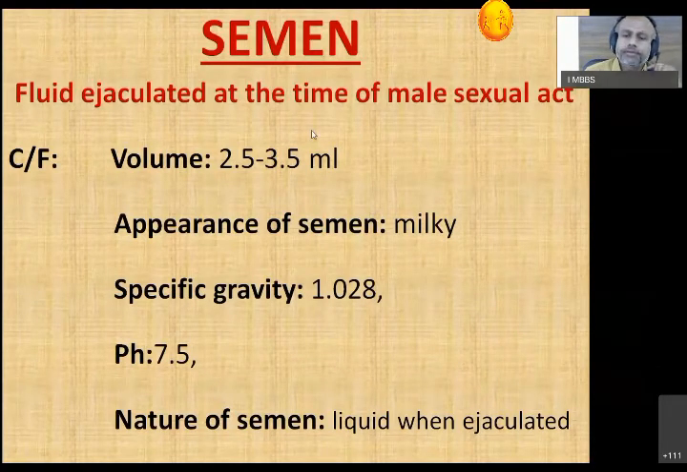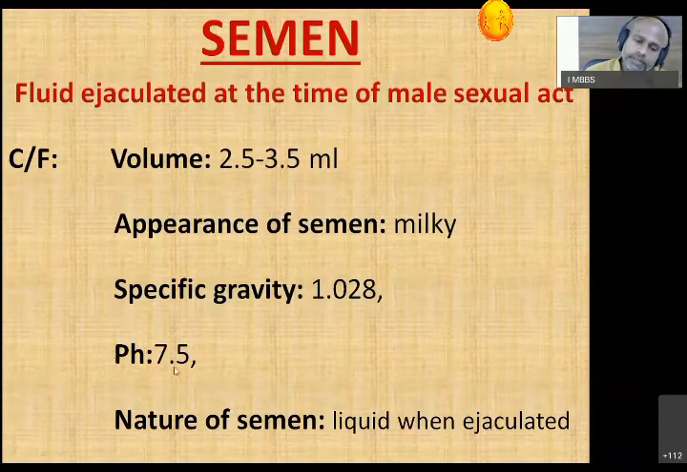Composition of semen. Semen is a fluid ejaculated at the time of the male sexual act. The volume ejaculated is 2.2 to 5 ml. Appearance, it is milky because of prostatic fluid. Specific gravity 1.028. pH is 7.5, so it is alkaline. Why is it alkaline? To neutralize the acidic urine remnants present in the urethra, as well as to neutralize the vaginal acidity. Vaginal acidity is 2 to 3, and it will try to neutralize the vaginal acidity to 6.5.